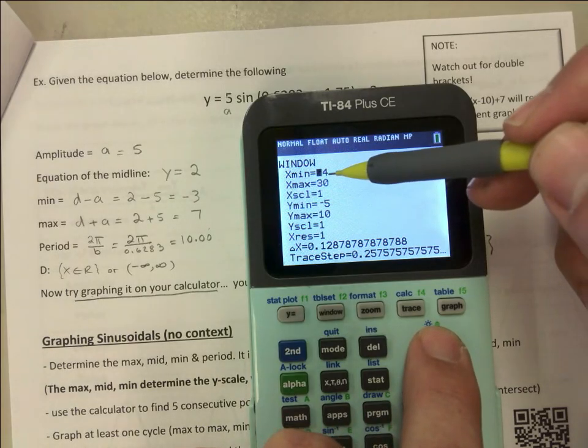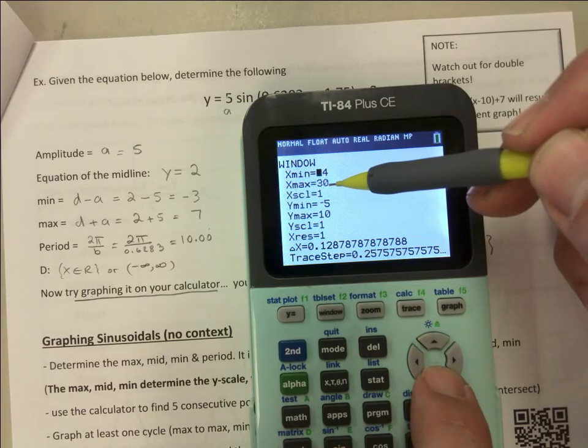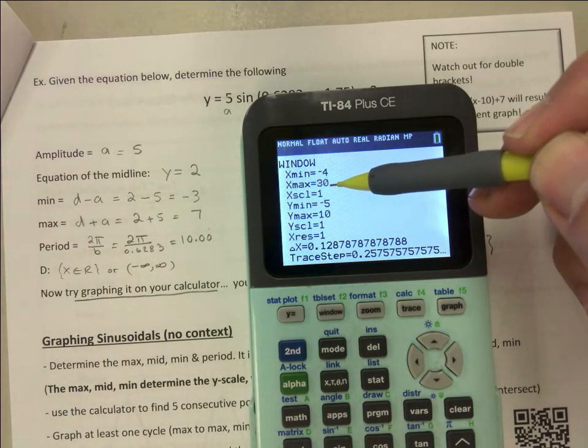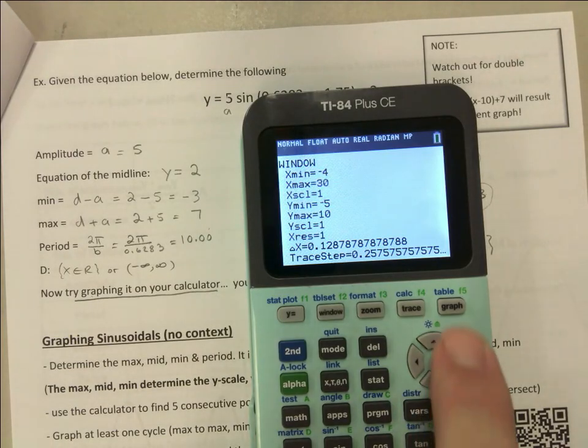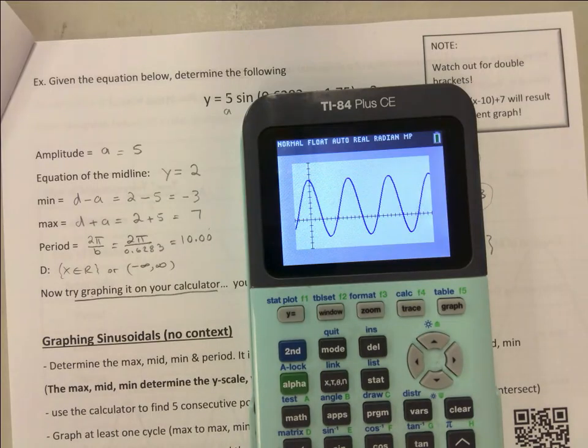Then this one, I would go a little bit into the negatives. The x max, I'm going to go 3 times whatever the period is. Listen to this. Sometimes a period is 0.13. It's a very, very small period. But still, go 3 times that, and then your window will show you just a few waves. You don't want to see as many waves as you can, right? So this is a good graph. Okay?